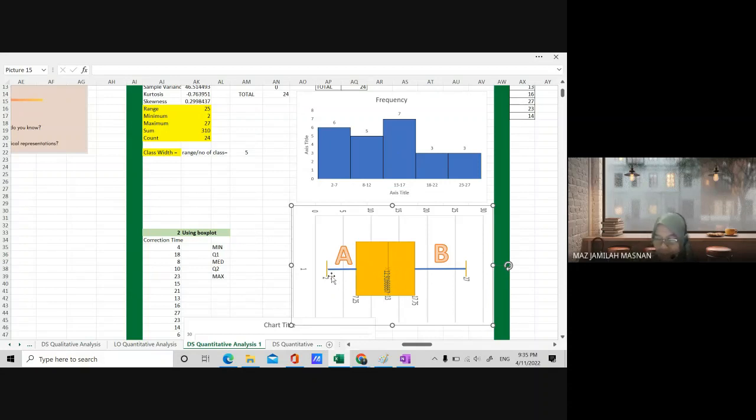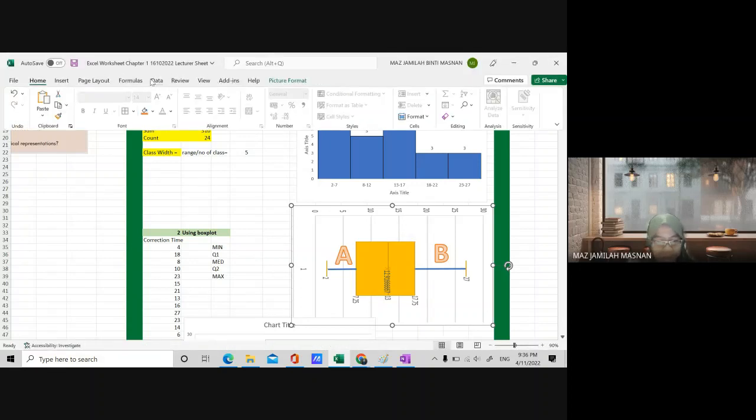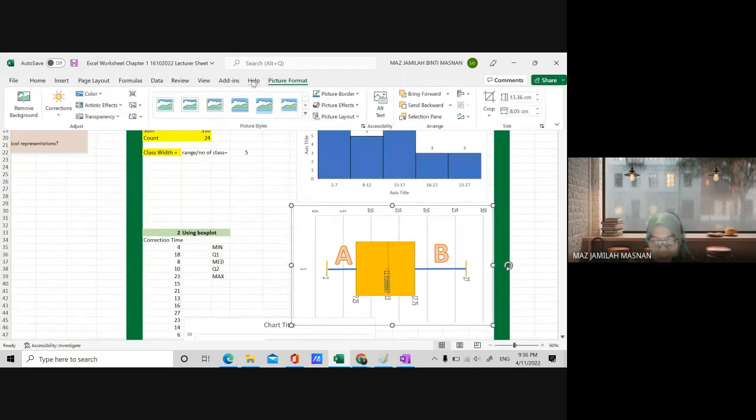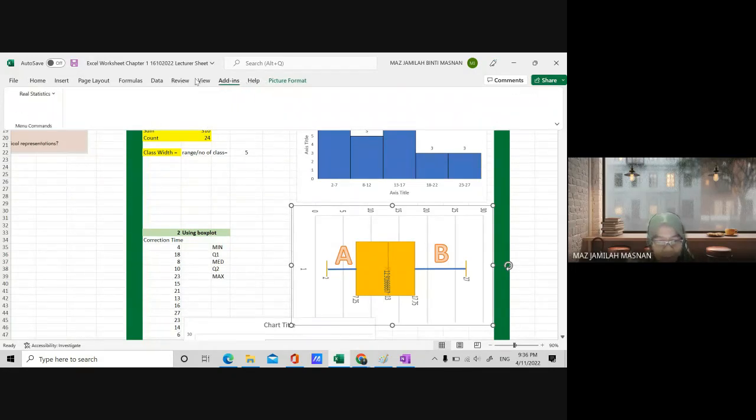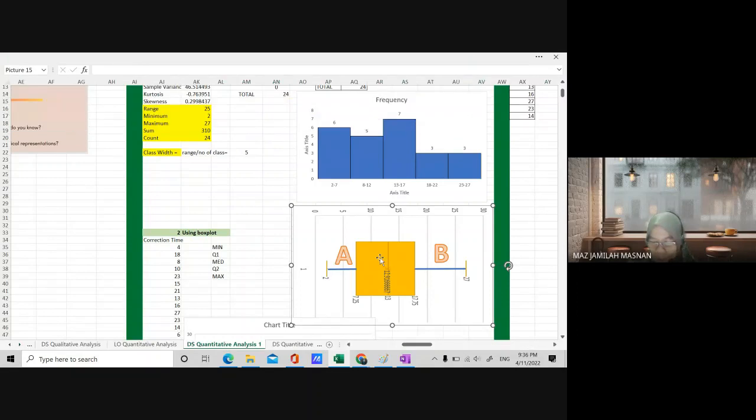I hope I can draw, but my pen cannot work here. I don't know why. So if I can use my pen to draw, okay. So you can see, look at my cursor. My distribution would be somewhat like this.